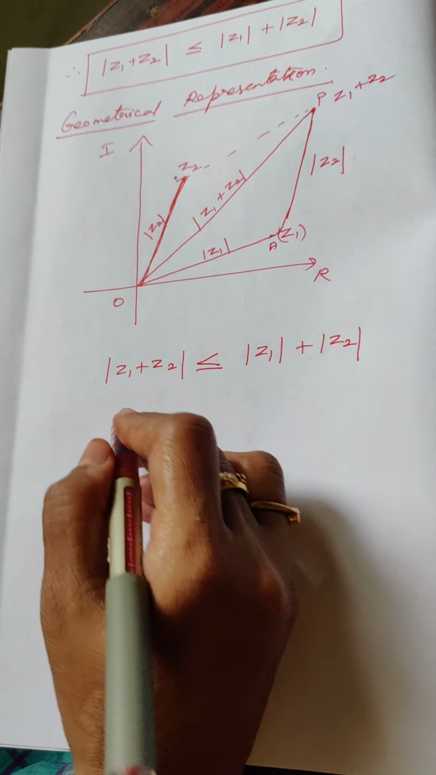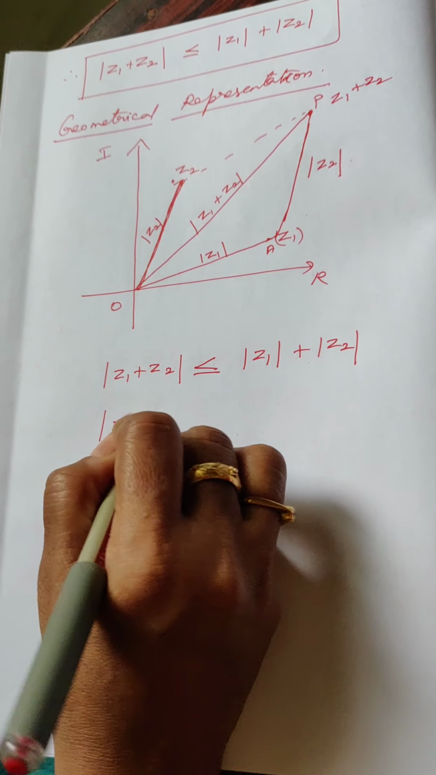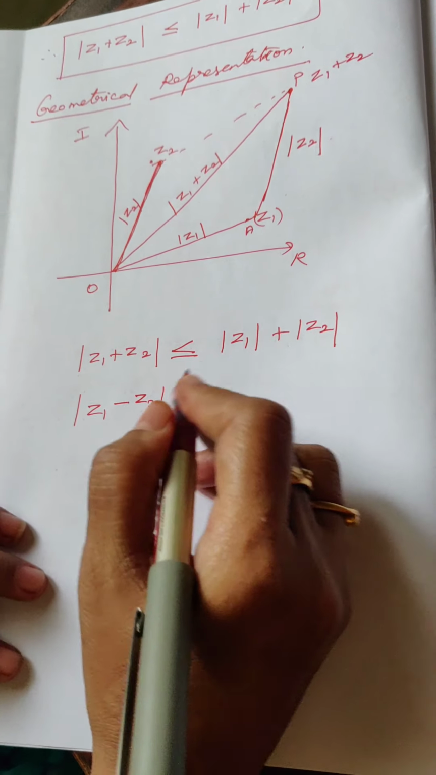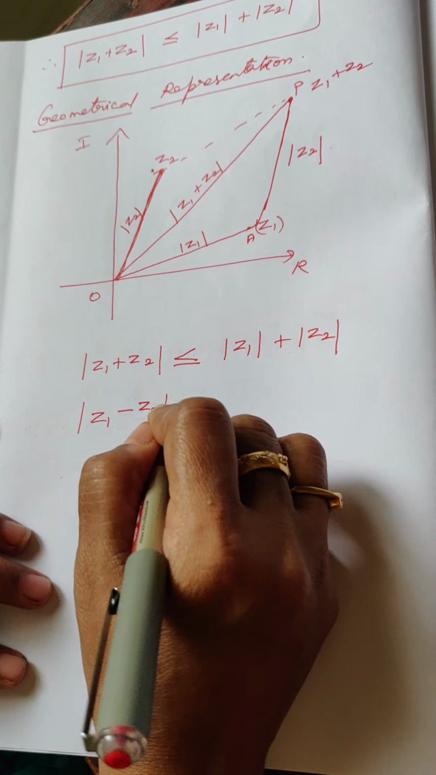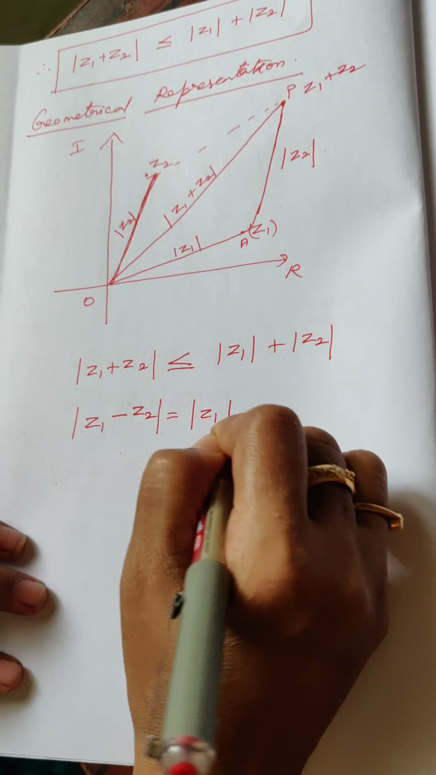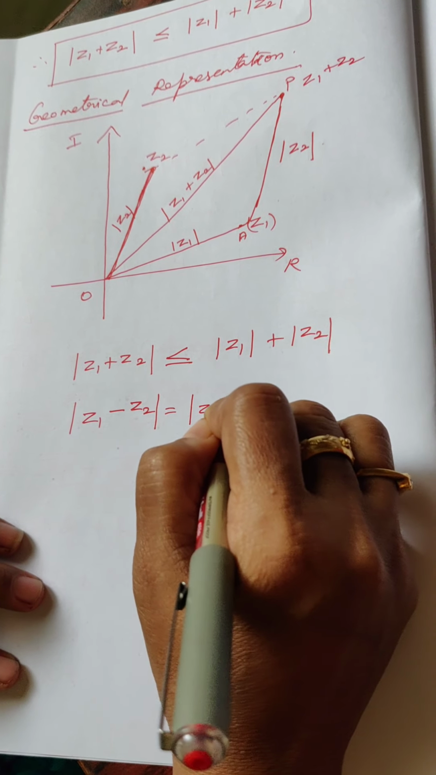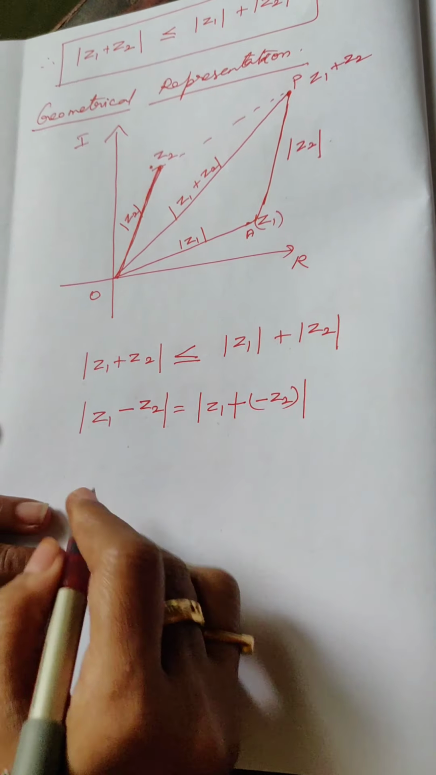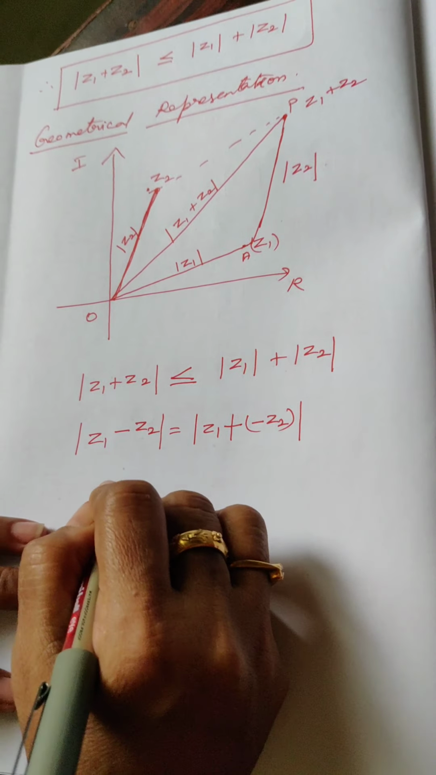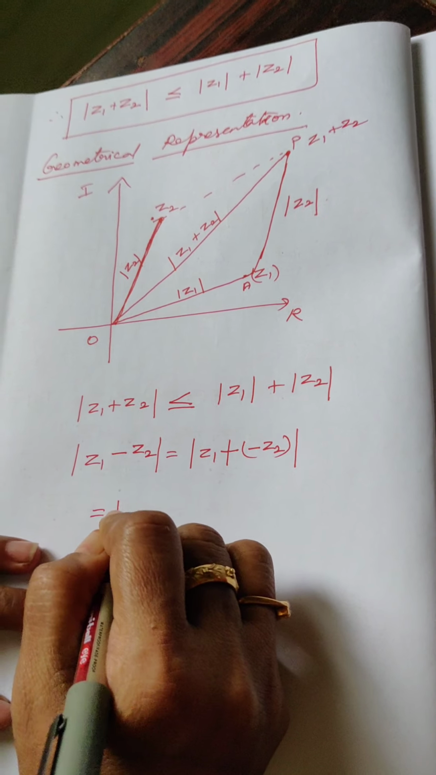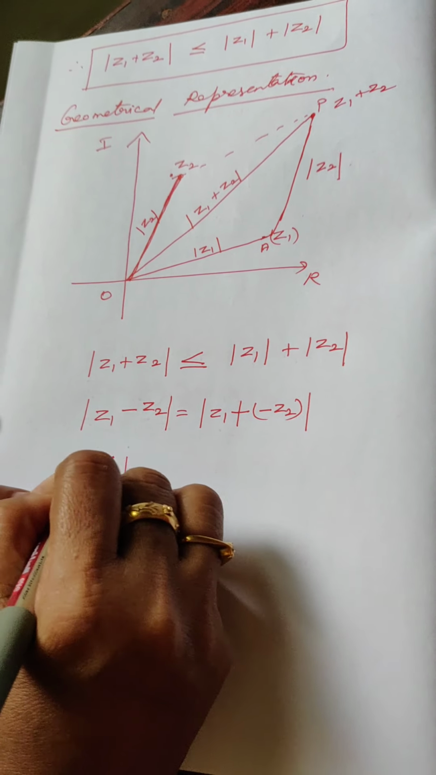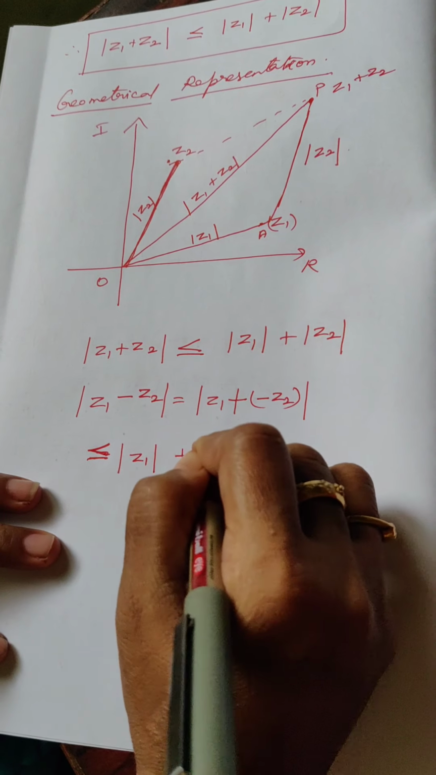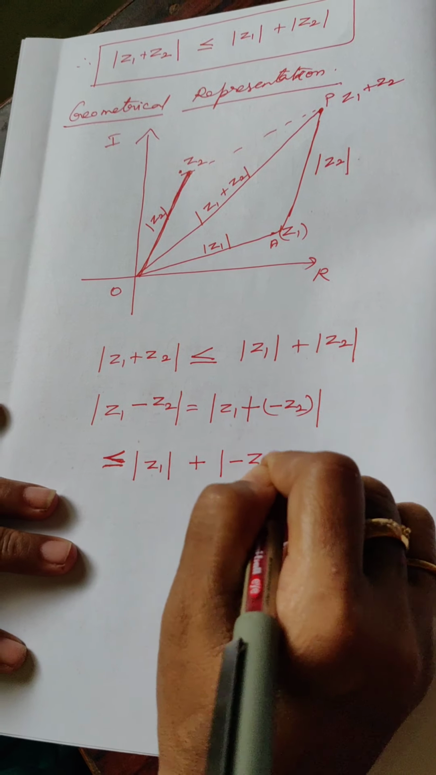Now what is the answer for modulus of z1 minus z2? Can anybody tell this answer? Modulus of z1 minus z2 can be represented as modulus of z1 plus minus z2. Is it correct or not? Which is lesser than or equal to modulus of z1 plus modulus of minus z2.